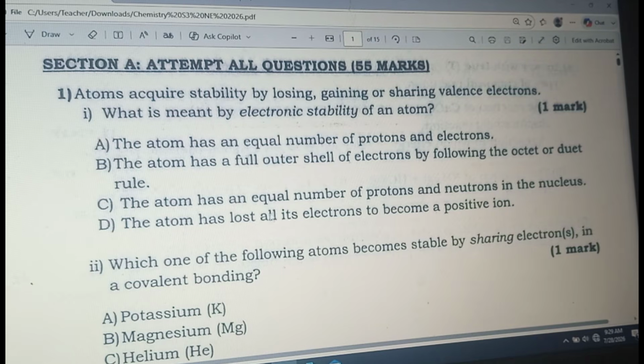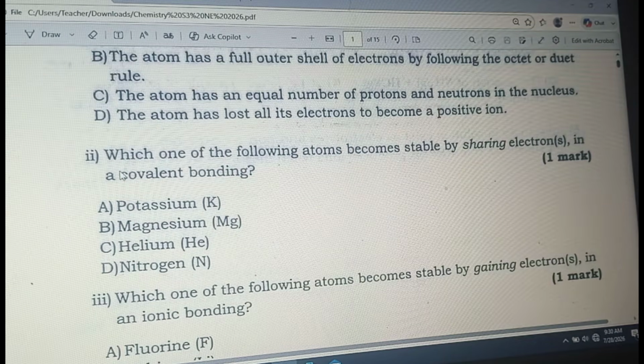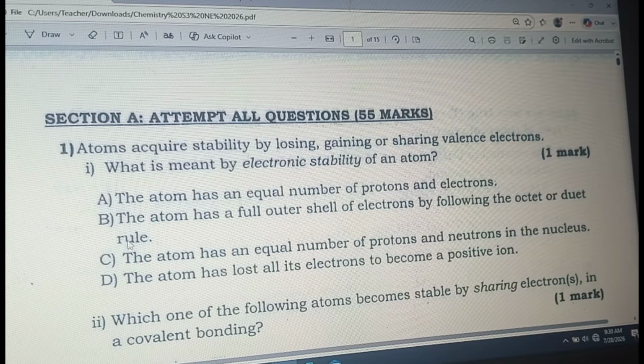The atom has an equal number of protons and neutrons in the nucleus. This statement is not correct. The number of protons is not equal to the number of neutrons. The atom has lost all its electrons to become a positive ion. This statement is correct, but it does not explain the meaning of electronic stability of an atom. Let's continue to I.2. In the first one, the best option is B.